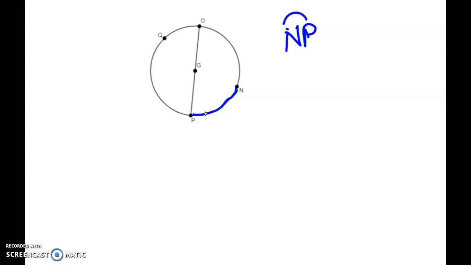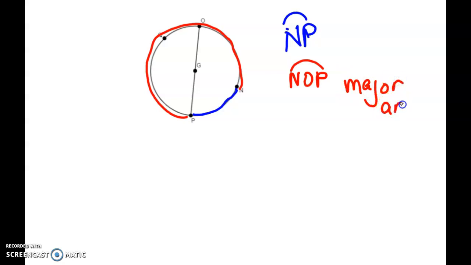If I want a major arc, which means it's more than a semicircle, and a semicircle is obviously half of a circle, I need to use three letters. So if I wanted major arc NOP, it starts at N and stops at P, but before it gets to P, it goes through O. So I go from N, shortest distance, to O, keeps going until it gets to P. This is a major arc. And again, that's three letters. This is a minor arc.